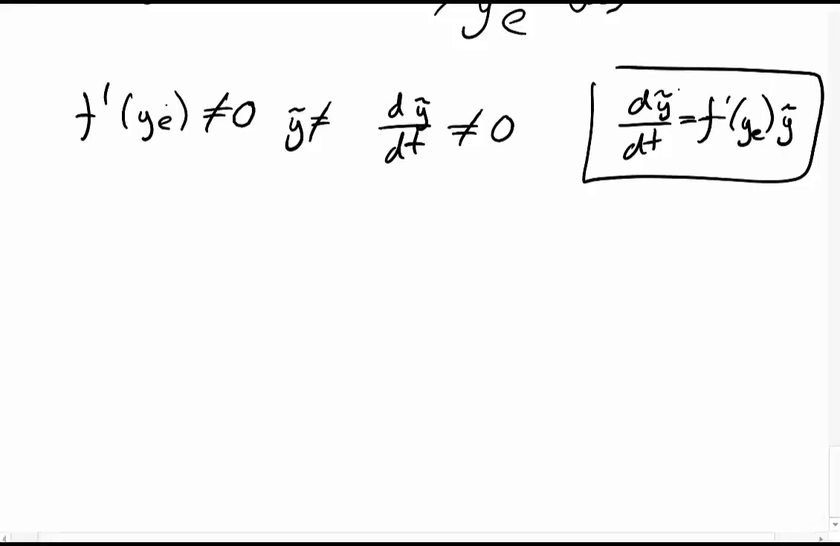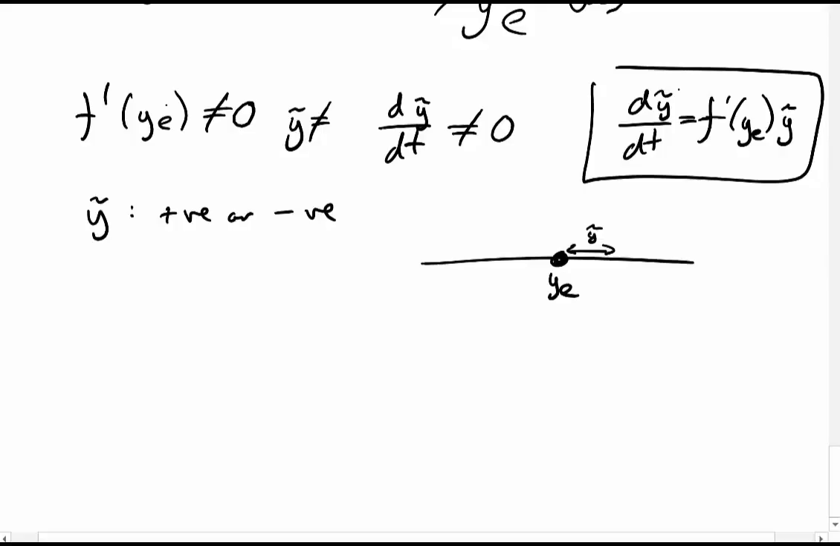Notice that y tilde is either positive or negative, right? So y tilde can either be positive or negative. In other words, when we've got our equilibrium point, ye, y tilde can be this side, or it can be this side. That basically defines the position of y.